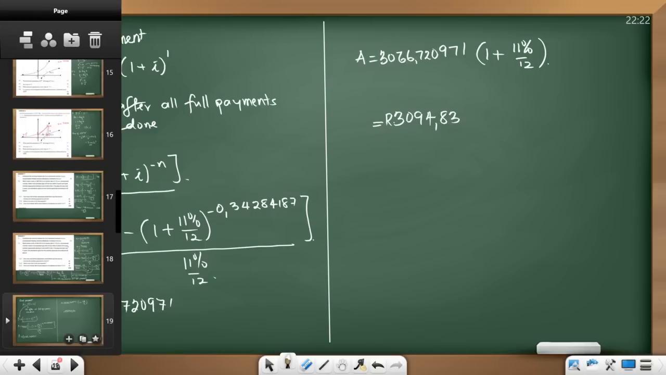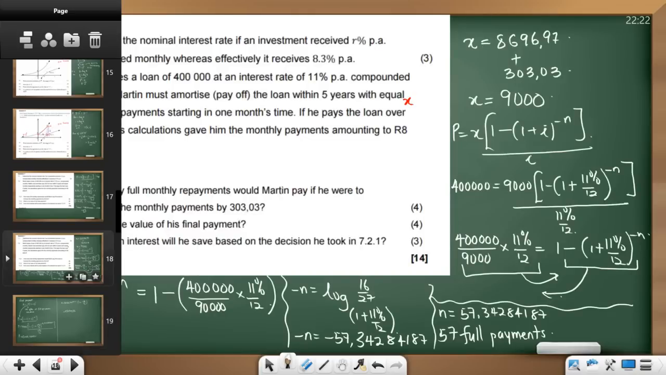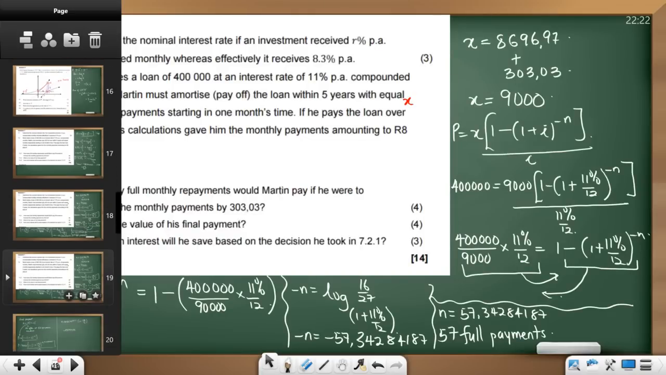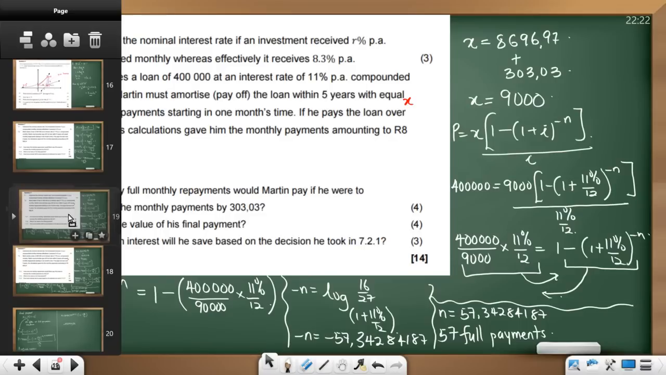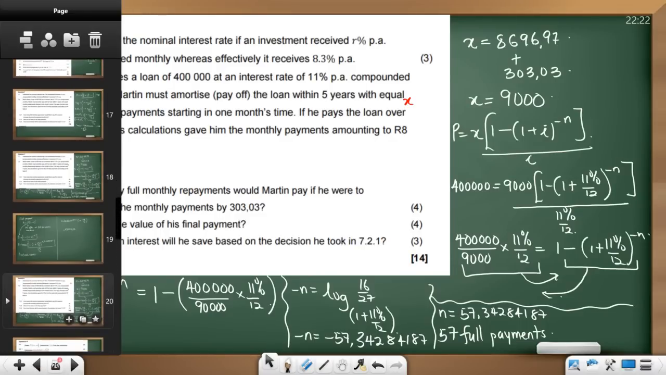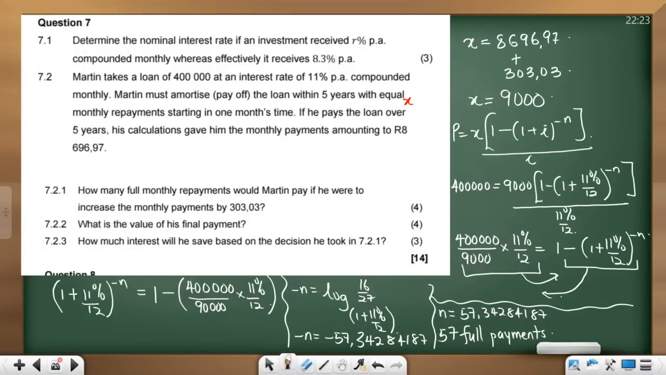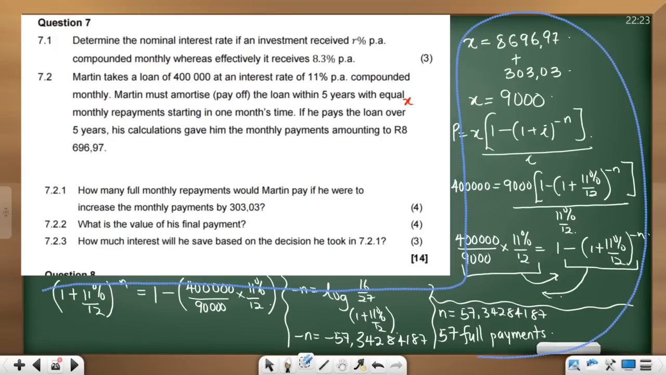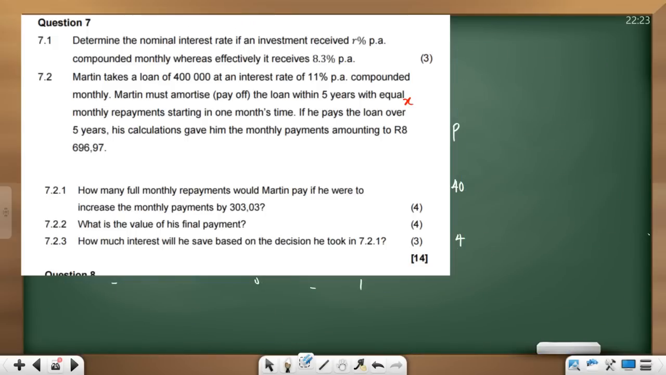Okay, let's go for the last one. The last one has to do with some personal accounting. Every time I see the word interest, it is linked to the person's direct purse. Please take note of that. Every time we see the word interest, it is linked to the person's direct purse. Let's see. How much interest will he save based on his decision in 7.2.1? Interesting. Now, interest is accrued over what a person pays.